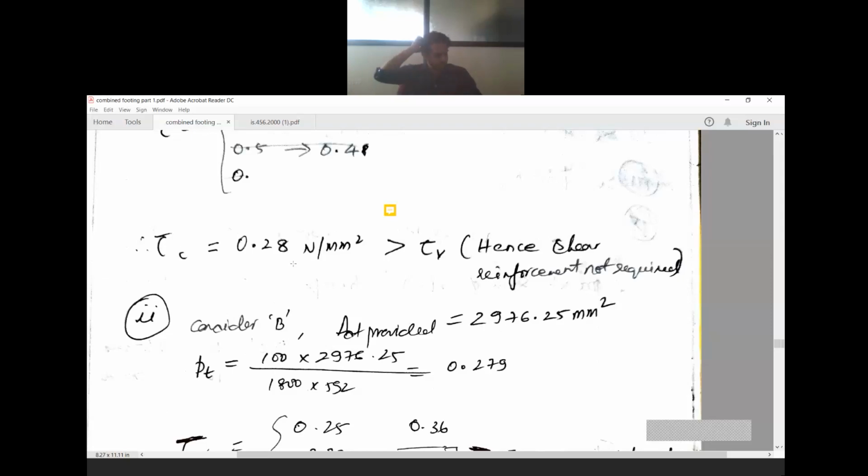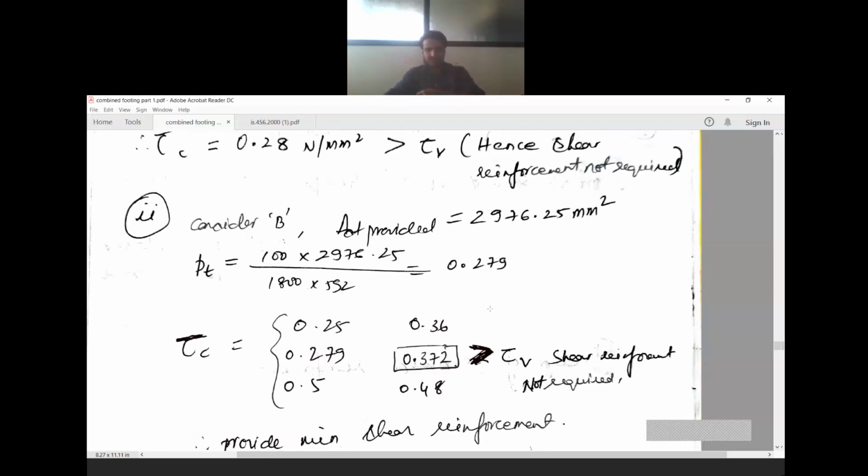So the nominal shear stress is within the shear strength tau c. Tau c is greater than tau v, so tau v is within tau c. The capacity of the foundation under column A is 0.28, but actually the shear stress applied on the area is 0.26. Only 0.26 is being applied, while there is 0.28 strength under column A. So it is safe. Hence there is no shear reinforcement required.